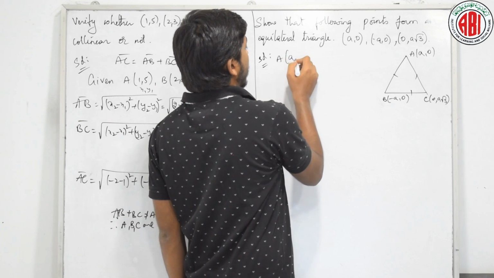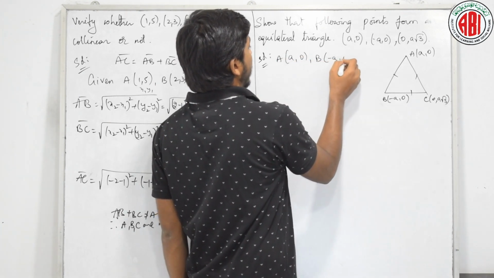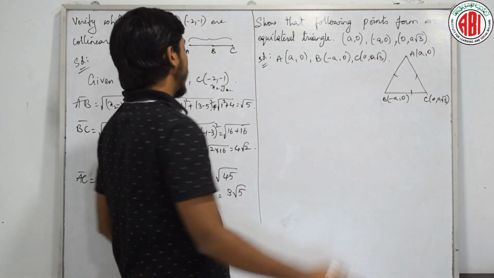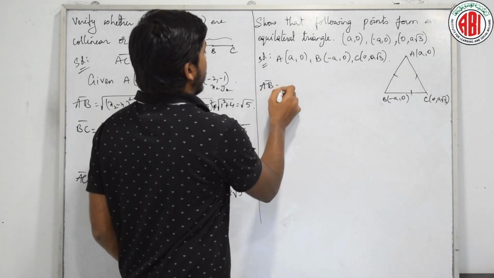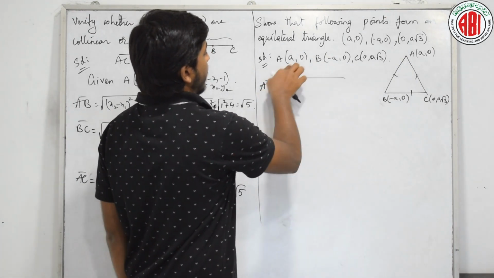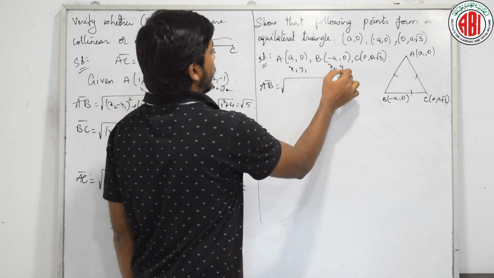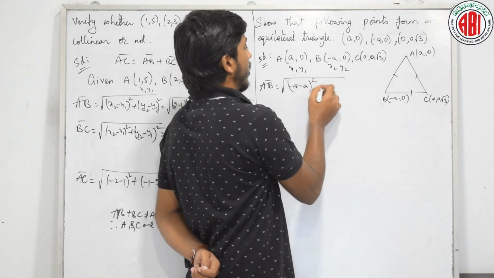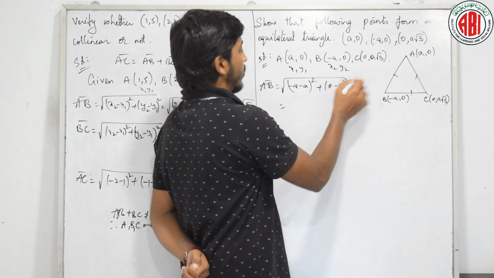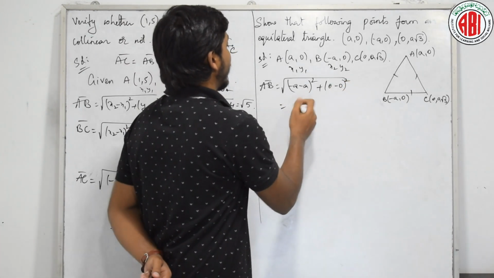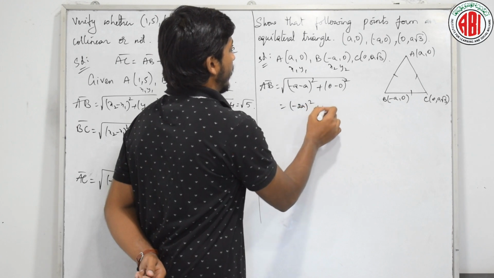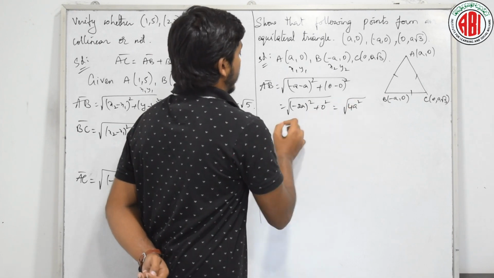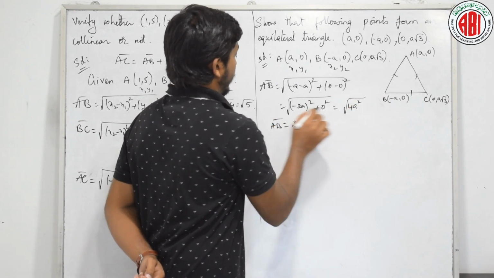Let A be (a, 0), B be (-a, 0), C be (0, a root 3). Is it right? So let us find the value of AB. What is the distance AB? AB: (x2 minus x1) whole square. Let us say this is x1 y1, this is x2 y2. Okay, (x2 minus x1) whole square, that is (minus a) whole square, plus (0 minus 0) whole square. Okay, minus a minus a means minus 2a whole square. Here however it is 0 square. Now tell me, the square of 2a is 4a square under root. The answer is 2a. This is AB.